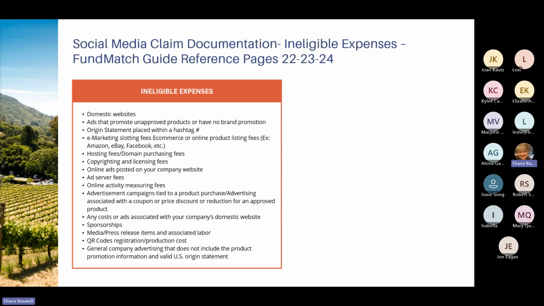Any costs or ads associated with your company's domestic website, sponsorships, media, or press release items, QR codes, registration or production cost, and general company advertising that does not include the specific product promotion information or a valid origin statement. Now, in the FundMatch guide, the reference pages for social media are pages 22, 23, and 24, and I would always suggest to take a look at those.